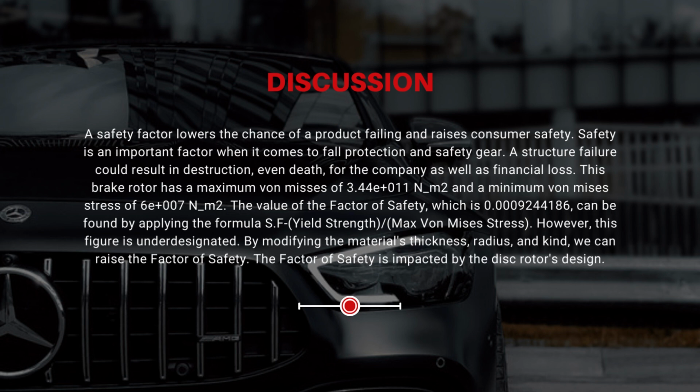All these values we use to calculate the factor of safety using the formula provided. The formula is safety factor equals yield stress over maximum von Mises stress. The value of the factor of safety, which we get, is 0.009244186. However, this figure is under designed. By modifying the material, thickness, radius, and kind, we can raise the factor of safety. The factor of safety is impacted by this rotor's design.